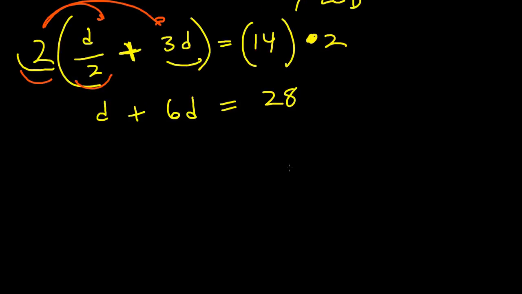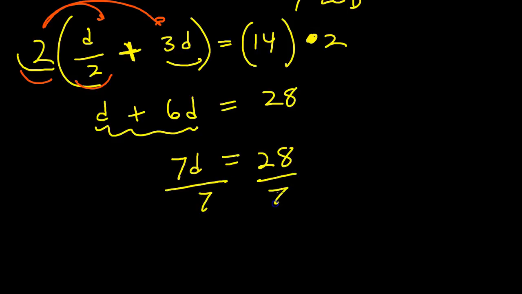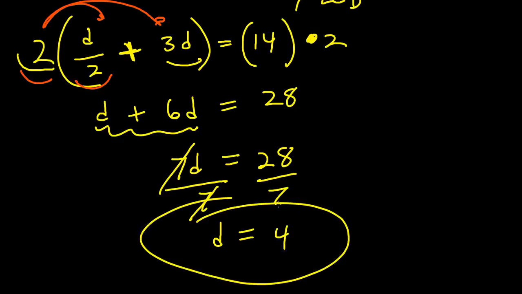So let's see, d plus 6d. Those are like terms now, and I can add them, get 7d, and 7d equals 28. We want to solve for d, not 7d, so I'm going to divide both sides by 7. The 7's cancel on the left-hand side. I've isolated d successfully, and 28 over 7, well, 7 divides evenly into 28. 7 goes into 28 4 times. Final answer, d equals 4.